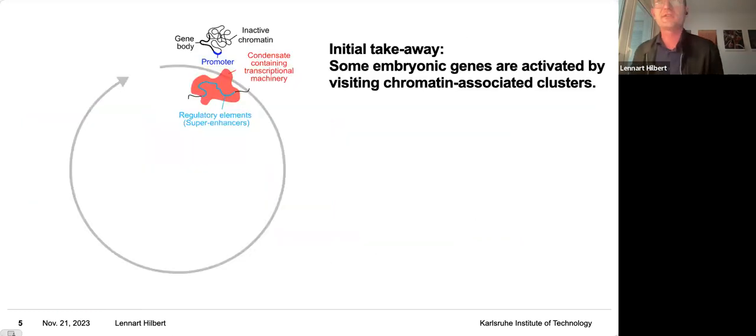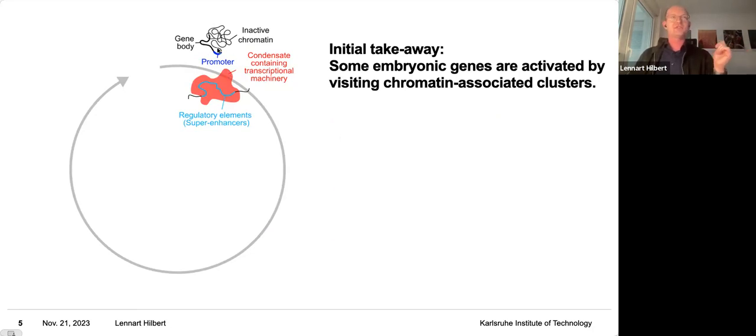So this gives us already an initial takeaway for the introduction, which is how some embryonic genes are activated by visiting these chromatin-associated clusters. Importantly, this doesn't apply for all of the embryonic genes, but for those we investigate, there are some that behave like this.